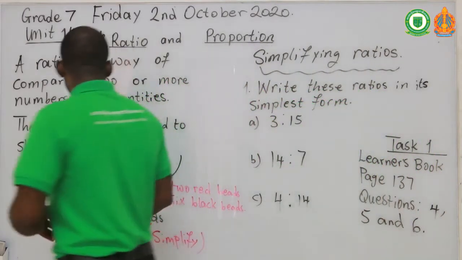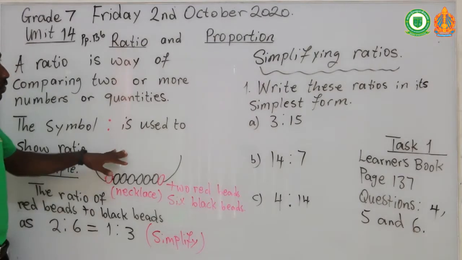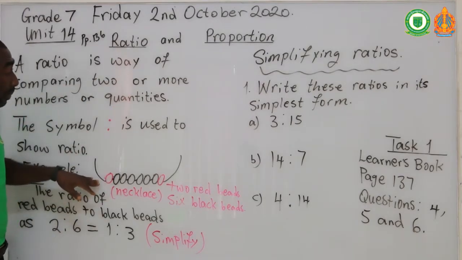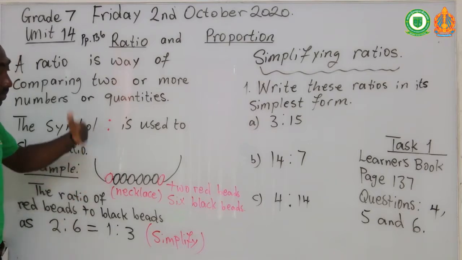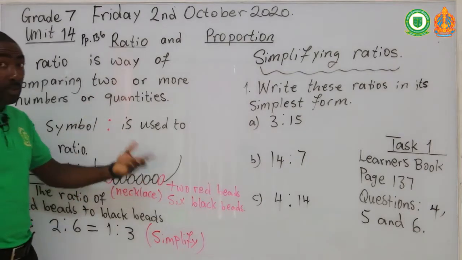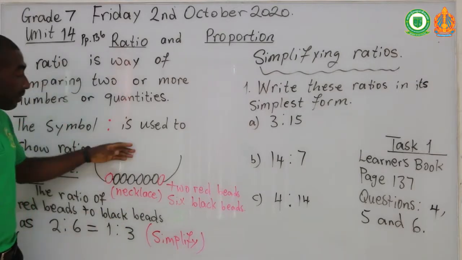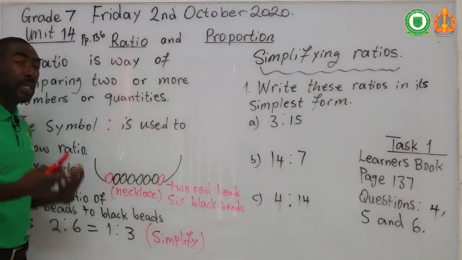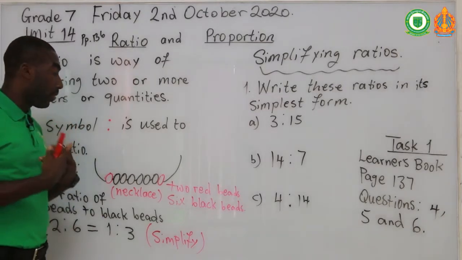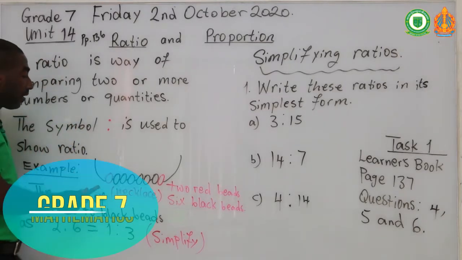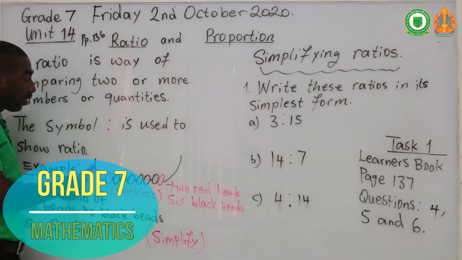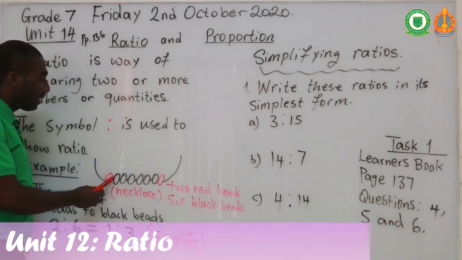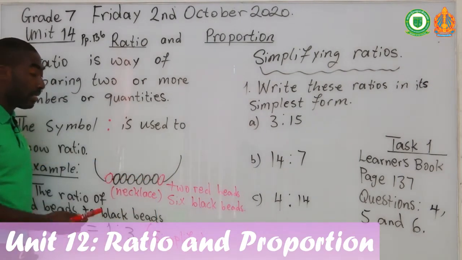Okay, so from your textbook, page 136, you will see that the example of the first exercise, or the first explanation on ratio, talks about a necklace, okay? This is a necklace, and your necklace has two colors. This is the rope of your necklace, and then it has beads. So for the beads, we have red, and then we have black beads.